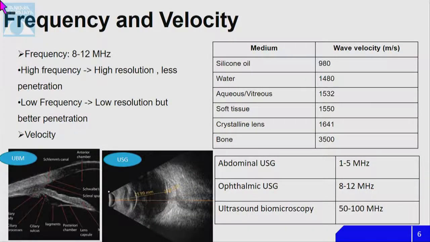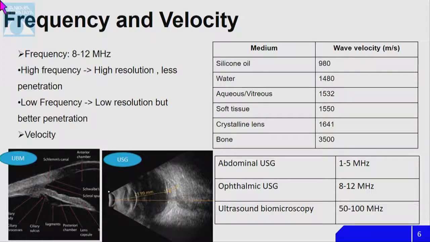So next we are talking about frequency and velocity. As I already told, ultrasound is more than 20,000 hertz. The frequency which we commonly use in ophthalmology is 8 to 12 megahertz. The thumb rule is that as the frequency increases, resolution increases, whereas penetration decreases because the wavelength is reduced, and vice versa. Hence, in a UBM, where there is high frequency, we have a better resolution of anterior structures, but we do not see the deeper structures.